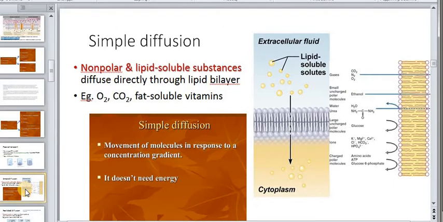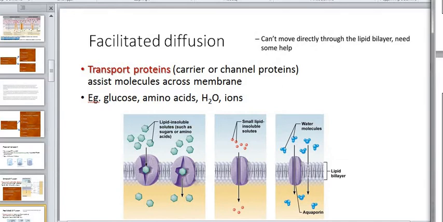The first kind is simple diffusion of non-polar and fat-soluble molecules, fat-soluble vitamins, for example, gases, along the concentration gradient. So this kind of molecule can move through the bilayer of phospholipids very easily, and there you can see some kinds of molecules which can move through the bilayer. You see some kinds of polar molecules.